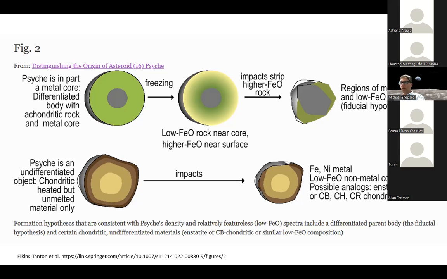And then the other one is that Psyche is some kind of undifferentiated chondritic object. And then the analogs we mentioned earlier are still mentioned here, the enstatite chondrites or the high iron carbonaceous chondrites that are a possibility as well.